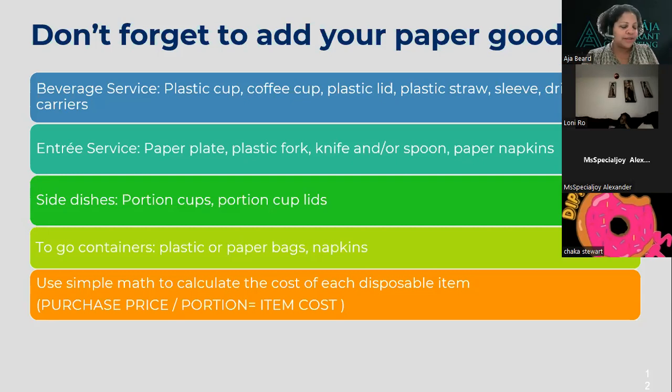When you do this, you want to use that simple math to calculate the cost. You use the same purchase price divided by portion, which gives you your item cost. So if I'm trying to figure out something for a beverage, and I order 1,000 20-ounce plastic cups that come with a lid and it costs me $110, I know each one costs me an extra 11 cents, which I'm going to add on as an ingredient.